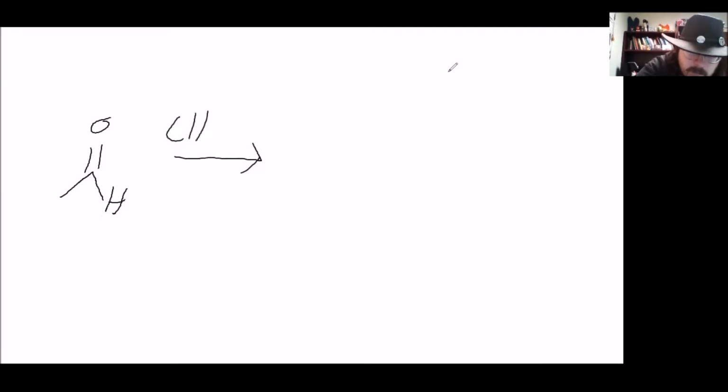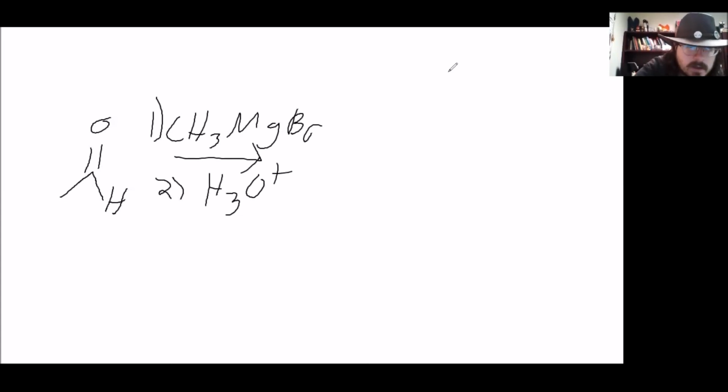Though, we could turn an aldehyde to a ketone, but that's a little bit trickier. And how would you do that? We have to first turn the aldehyde to a secondary alcohol. How would we do that? Well, you'd use Grignard. So let's say we have methyl magnesium bromide, step 1. Gotta make sure this is separate, step 1, and step 2, use acid. Let's recall this. The methyl attacks the carbonyl.